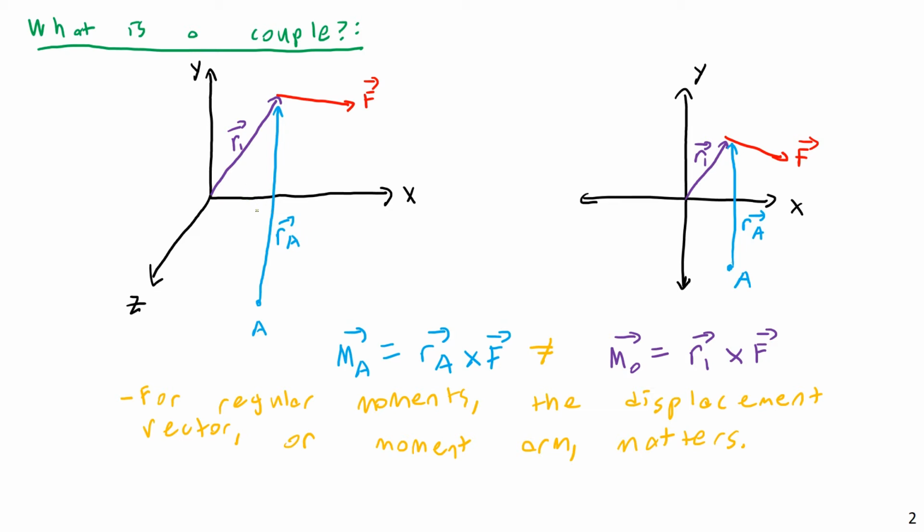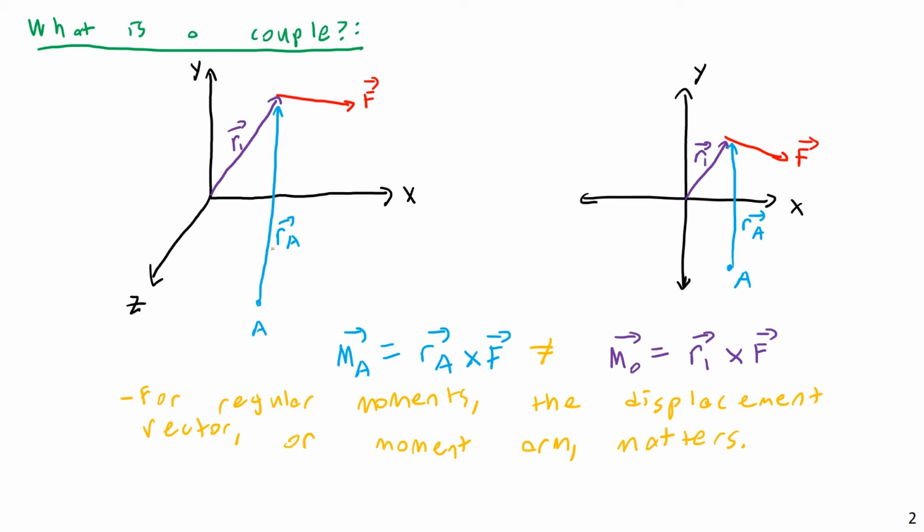Everywhere I take the moment, I'm going to get a different result for the final value of the moment and for the final moment vector. If I have the same distance, maybe if I went equal and opposite along here, I would get the same magnitude of moment but opposite direction. But again, for normal moments, depending on where I take moments about, I will get different moment vectors as a result.